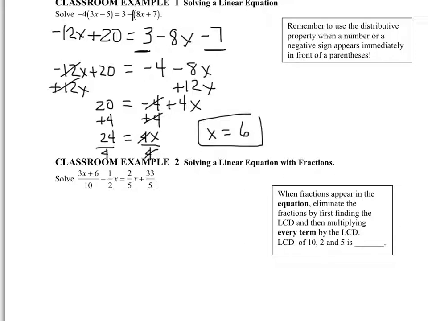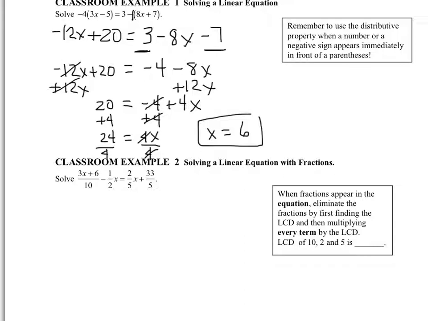But as long as there is an equal sign, the steps I will go through appear here in this box. If fractions appear in the equation, eliminate the fractions by first finding the LCD, the least common denominator, and then we're going to multiply every term by the LCD, even ones that didn't have fractions. Now all of these have a fraction, but if I had a whole number in there, it would still be multiplied by the LCD. So let's determine what the LCD is.